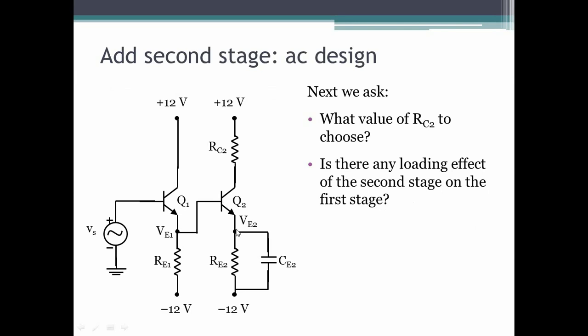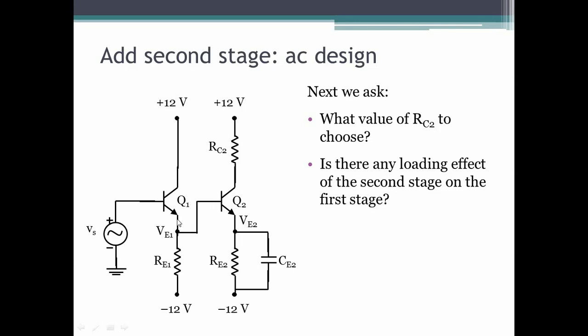We saw that the emitter current is about 1 milliamp. The base current will be 1 milliamp divided by beta, which is 200. So the base current is 1 milliamp by 200, which is 5 microamps. So this current is 5 microamps.